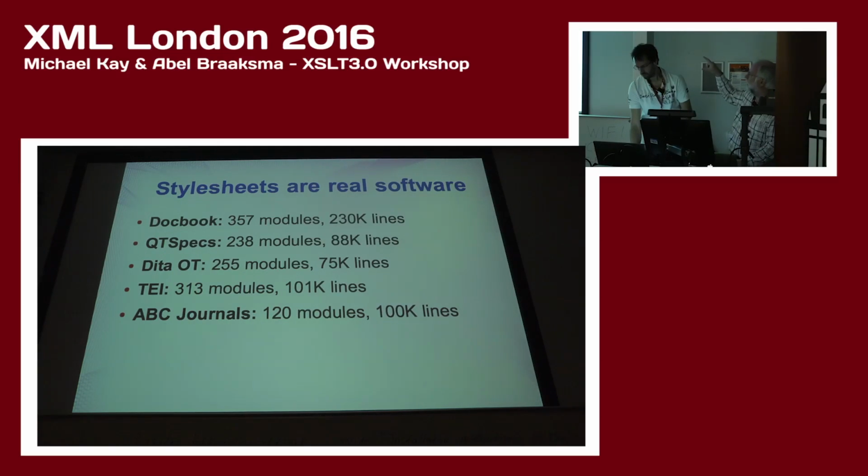The first four of those are all, well, DocBook and DITA and TEI are open source style sheet sets. Qt specs is the set of style sheets that we use for the production pipeline for publishing the W3 specifications themselves, which are probably the worst engineered set of style sheets you can possibly imagine. Because, of course, the cobbler's children problem applies. You know, who doesn't have any shoes?